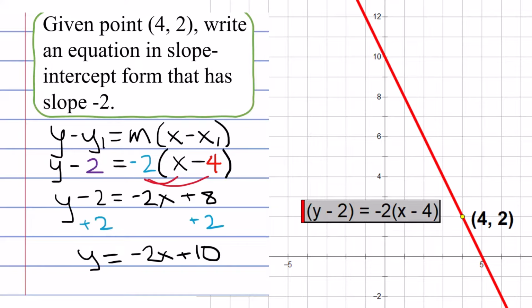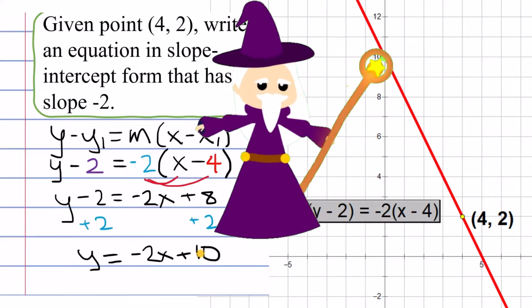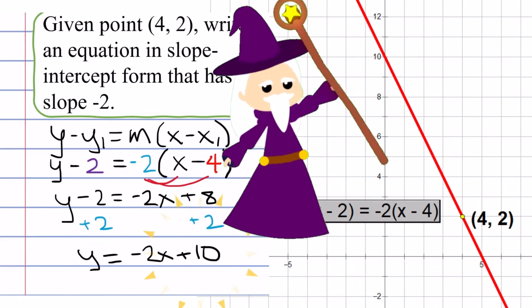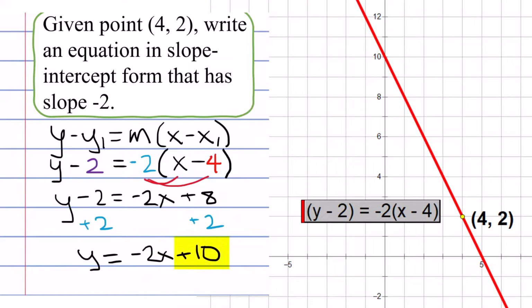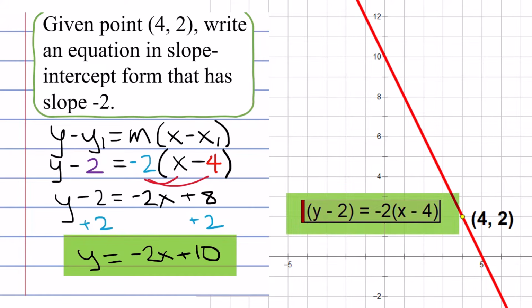Now compare this to the graph. Whoa, what sorcery is this? You see the plus 10 in the equation, and it goes with the place where the line has crossed the y-axis up here at positive 10. Point slope form and slope intercept form are the same line. Same equation, same line, just written differently.